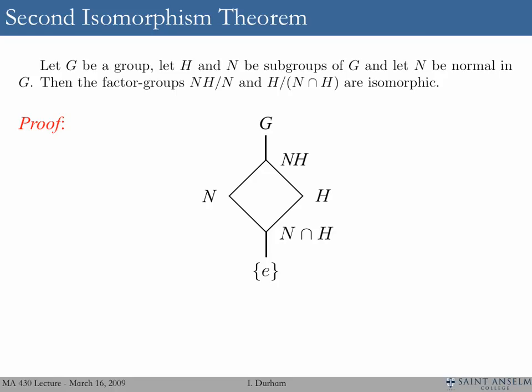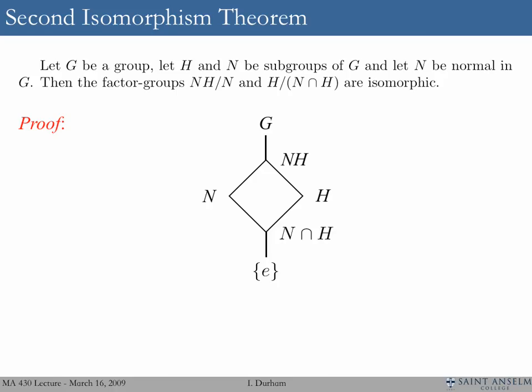G is actually, there should be a dot at the top there. I forgot to make the dots, but G is the very top. Then the first vertex is NH, and then the corners are N and H respectively, and then the next vertex is the intersection of N and H, and then the very bottom point is the identity. As you go down the Hasse diagram, everything is a subgroup of what was above it. That helps us understand the statement of the theorem a little bit better.